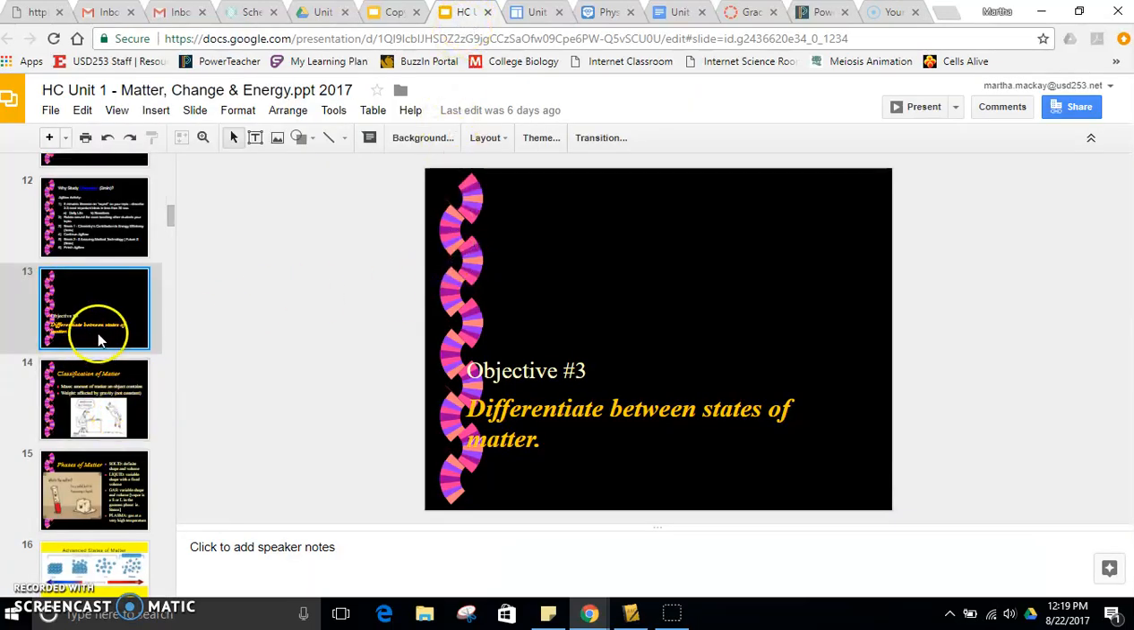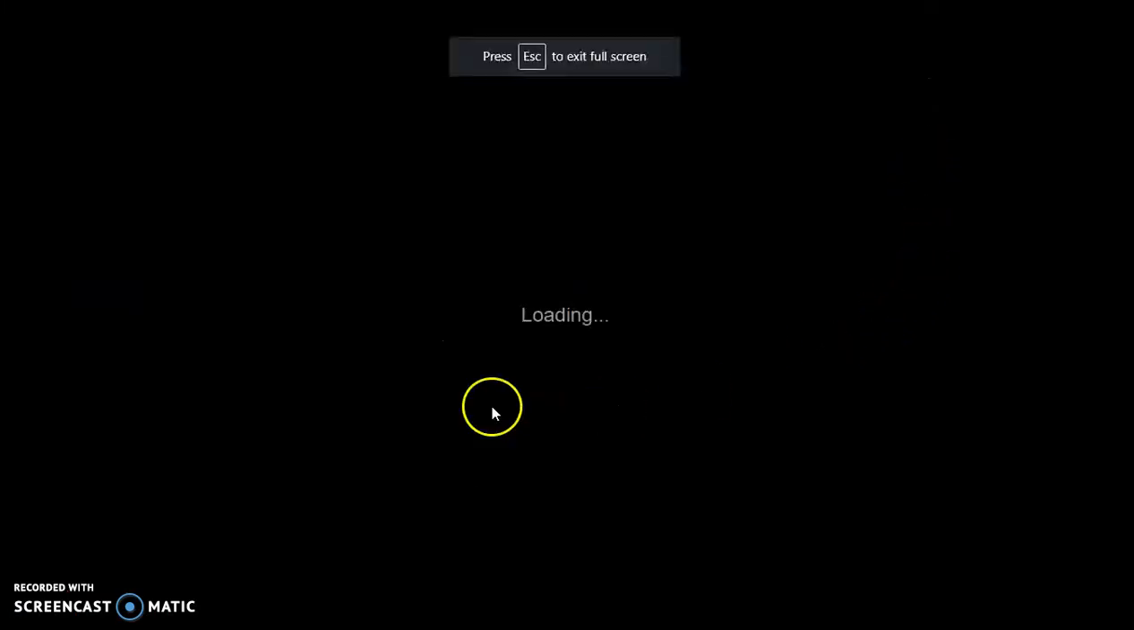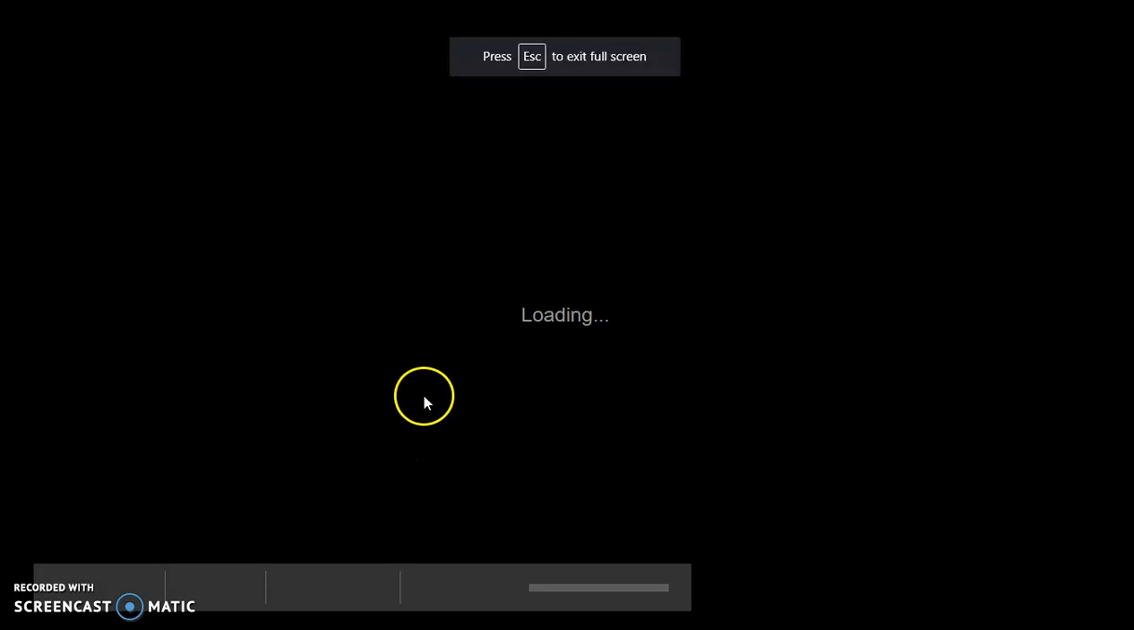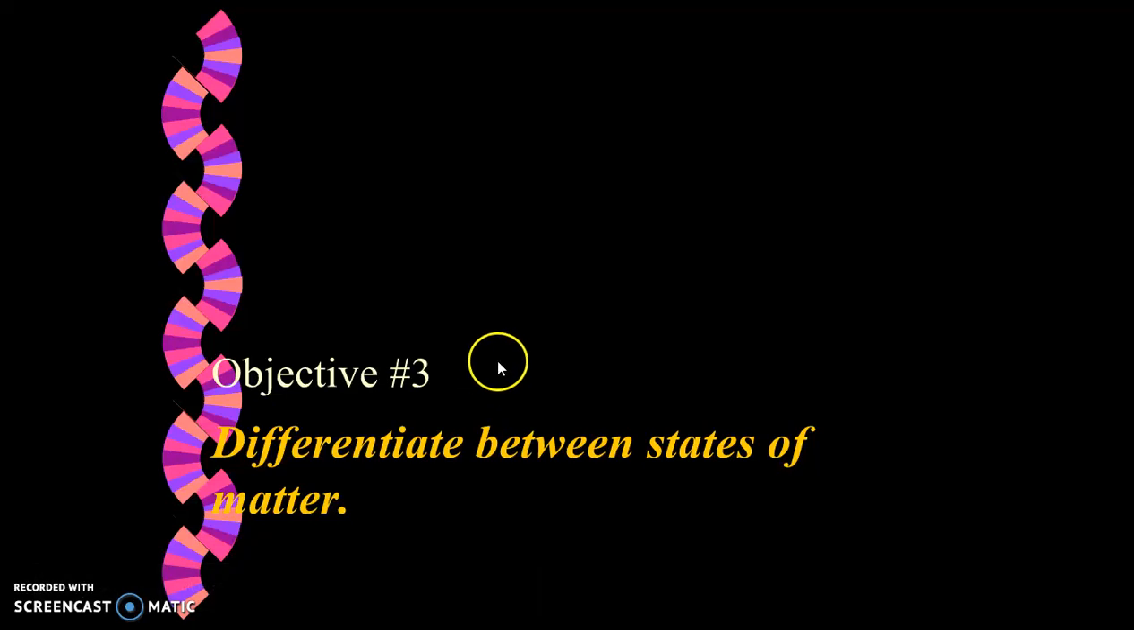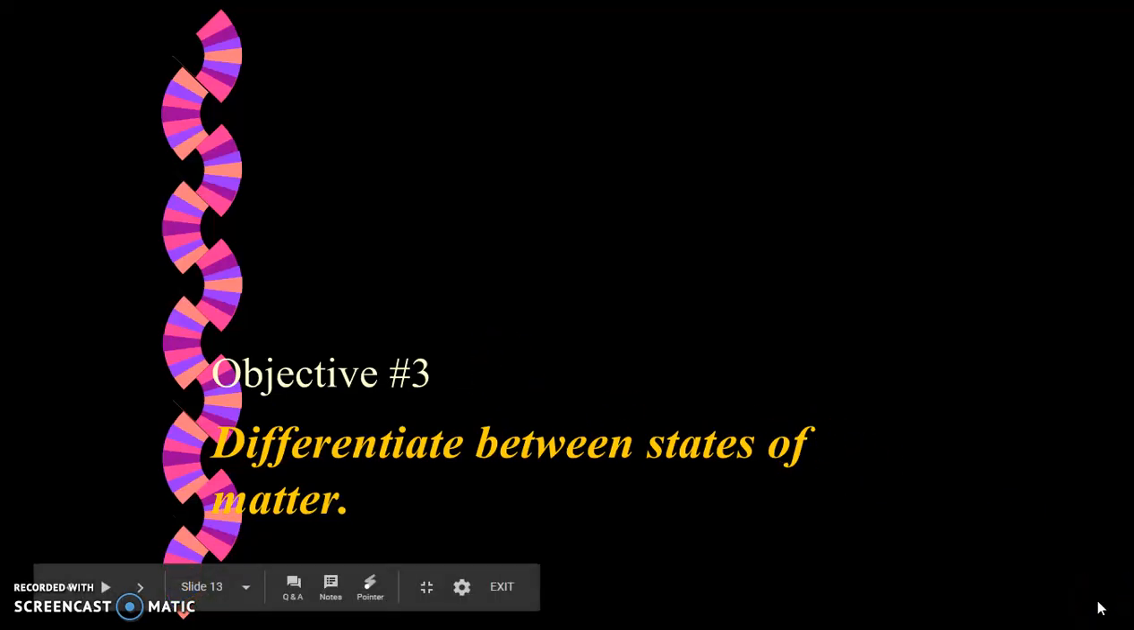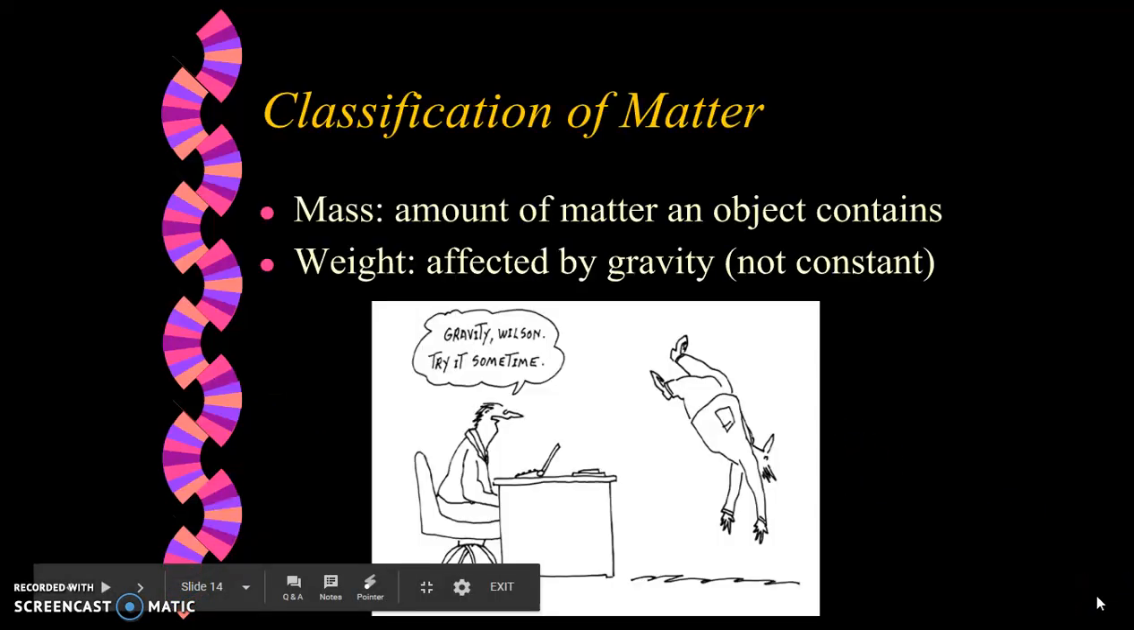Here's the screencast for Unit 1, Objective number 3. We're going to talk about the different states of matter. A lot of this stuff I would hope would be common sense to you, as we're going to be talking about solids, liquids, gases, and plasma, but we will go through and identify different properties of each one.